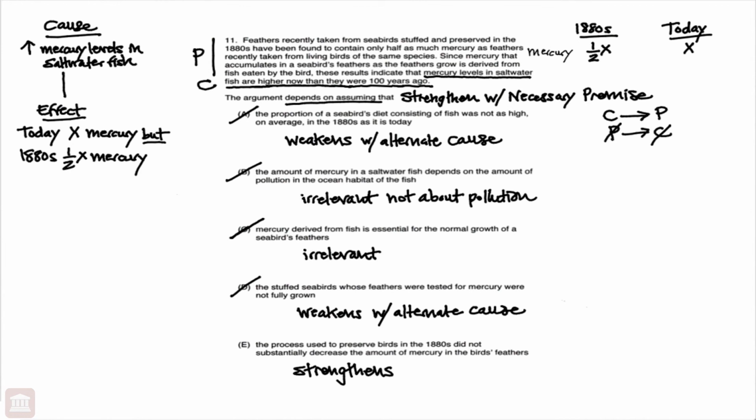So, the process used to preserve birds in the 1880s did not substantially decrease the amount of mercury, would become the process used to preserve birds in the 1880s did substantially decrease the amount of mercury in the bird's feathers. And you notice that when you negate E, it destroys the argument, which proves that E is not only strengthening, but also necessary, and therefore E would be the correct answer.